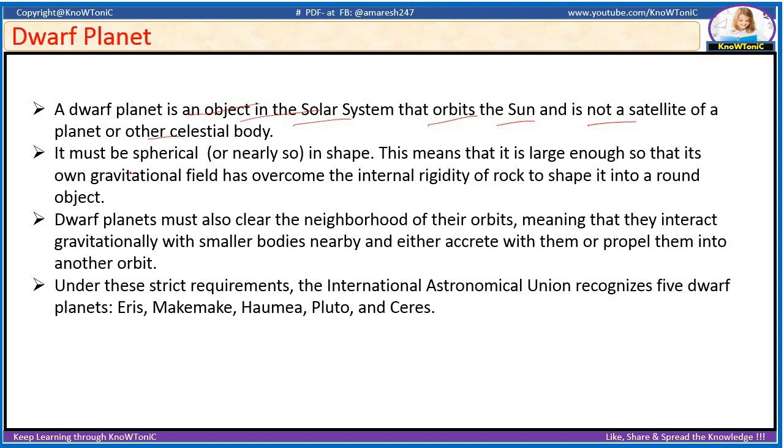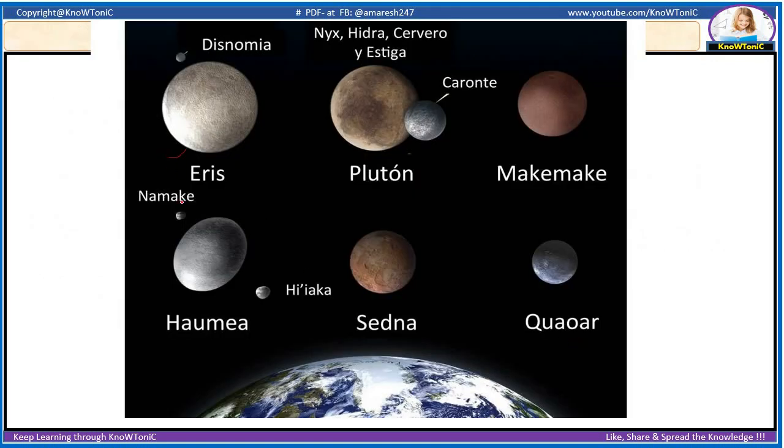It has been defined that it must be spherical in shape. How is it spherical in shape? Because of its own gravity. That means it is large enough that its own gravitational field has overcome the internal rigidity of the rocks to shape it into a round object. If the gravity is high and uniform throughout the object, then the body takes a spherical shape. You can see here: Eris, Haumea, Pluto, Makemake, Quaoar, Sedna. These are all dwarf planets.